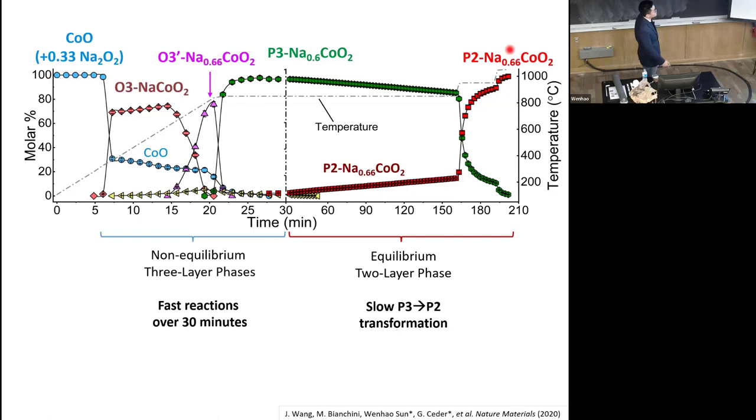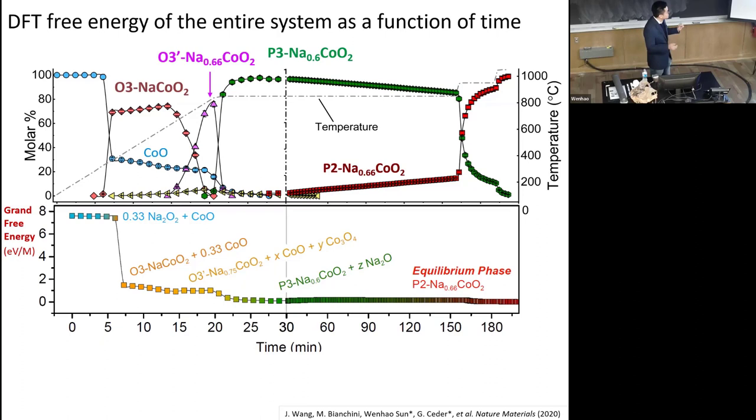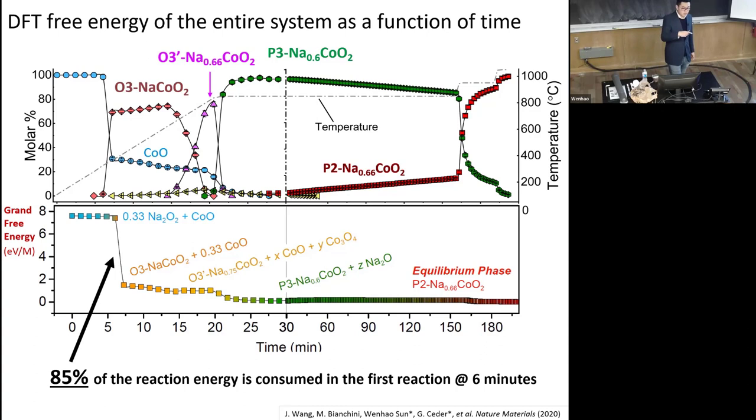What we can do in computation, which has not been done before, is to plot the reaction energy of the system as a function of time. We multiply the phase fraction by the formation energy, and we get this progression, okay? We get this energy drop as the system evolves through time. And the important thing is that the first reaction occurs 6 minutes into the reaction, not hours, like we usually think about solid state synthesis. And 85% of the reaction energy is consumed in this 1 minute right here, this one step.